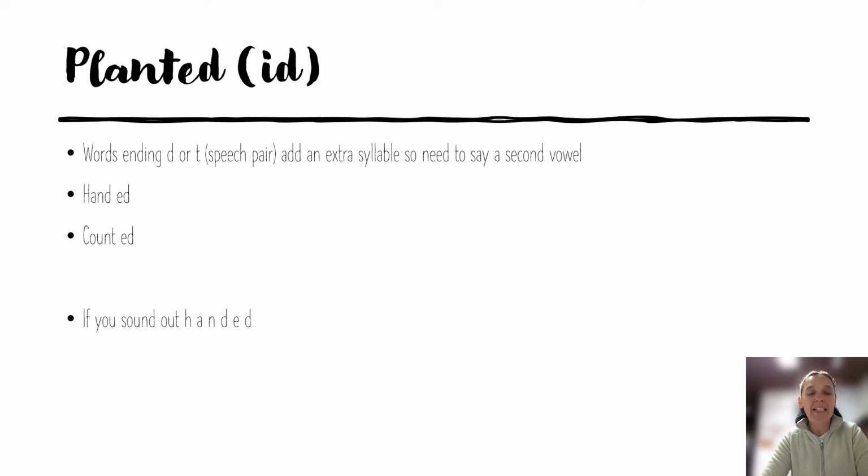So if we think about handed, we can't say hand and get rid of the d before we put the ed on the end because it's just too tricky. So it becomes 2 syllables, handed, counted. And then if you sounded those words out, the e and the d would take a separate sound because one's saying id, one's saying d. So handed would be h, a, n, d, i, d, handed.